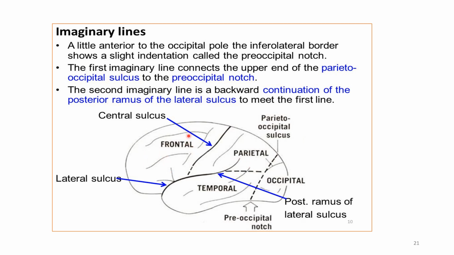So this is the frontal lobe, which is separated from the parietal lobe by the central sulcus. And between the frontal and temporal lobes, you have lateral sulcus, Sylvian fissure. And between the parietal and temporal lobe, you have lateral sulcus and the extension, posterior ramus of the lateral sulcus. That is the second imaginary line. And the parietal and temporal lobe are separated from the occipital lobe by the first imaginary line, which extends from the parieto-occipital sulcus superiorly, and inferiorly it connects to the pre-occipital notch.